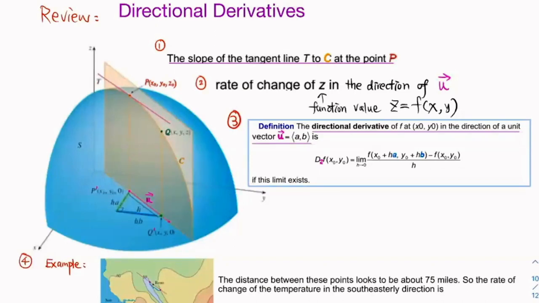Geometrically, we can think about the directional derivative here as the rate of change of the function. Say z here is a function of x and y. We can think about the directional derivative as the rate of change of z in the direction of this unit vector u. We can also think about that as the slope of this tangent line T to this intersecting curve C here at this point P.